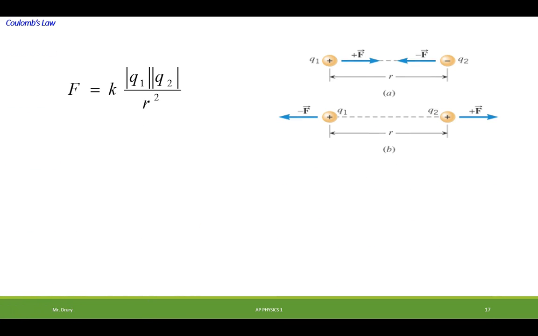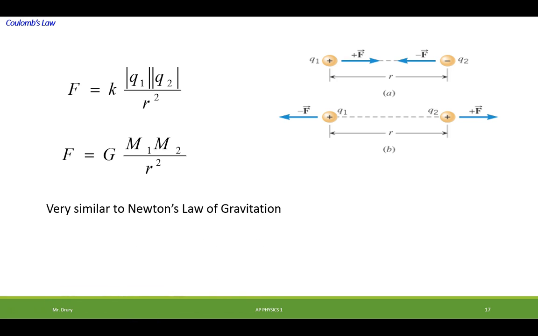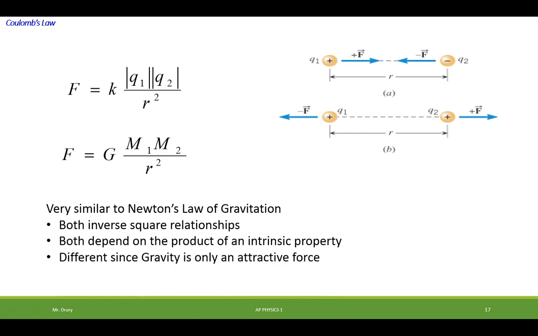Okay, here's our equation. Here's our old friend, Newton's law of gravity, and you can see they're very similar. They're both inverse squared relationships. They both depend on some property, like this one's charge, while this one's mass. The difference is that this can either be attractive or repulsive, while this is always going to be an attractive force.